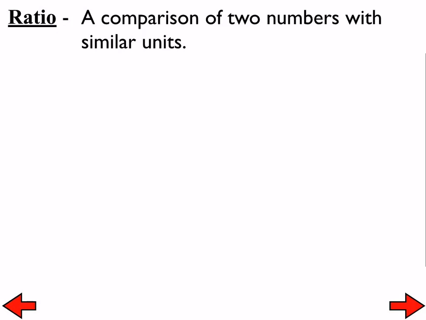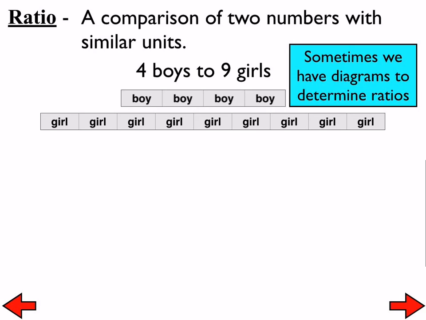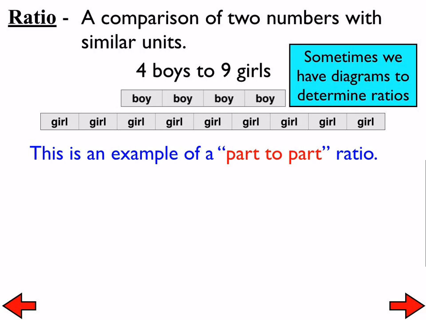A ratio, which you should have talked about last year, is a comparison of two numbers with usually similar units. So an example of that might be something like this: 4 boys to 9 girls. And sometimes we have diagrams to determine ratios, and this would have been one way that you would have looked at it last year. So here we have 4 boys compared to 9 girls. And that's an example of a part-to-part ratio.